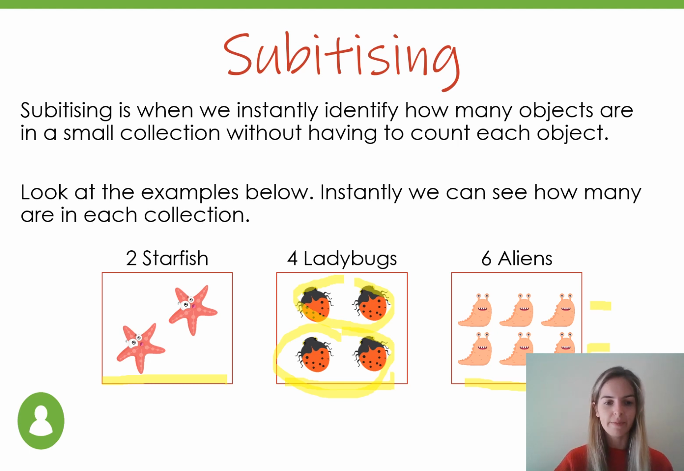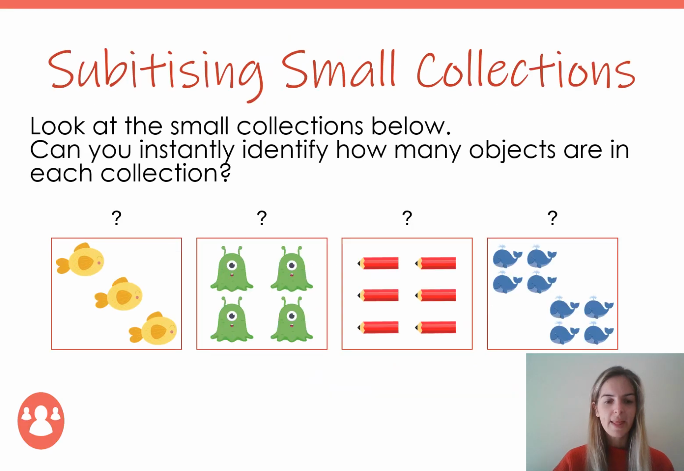Okay, let's keep going. Look at the small collections below. Can you instantly identify how many objects are in each collection? So I'm going to give you some time now. You can pause the video and then press play again. And I want you to have a go at instantly identifying our objects in each box. And then we're going to check the answers to see if you were correct. So try your best not to count them one by one, and then we'll go on from there.